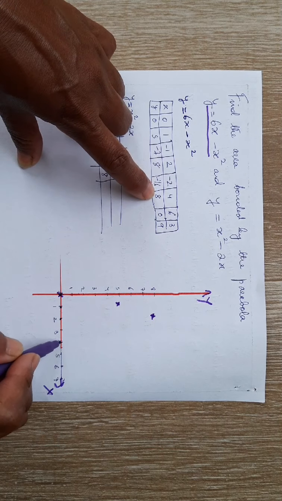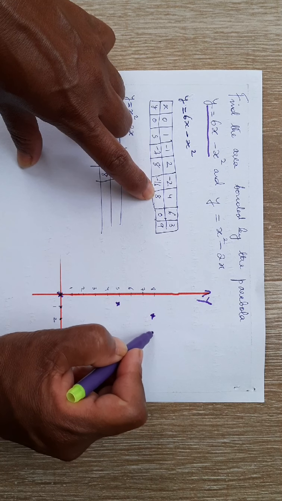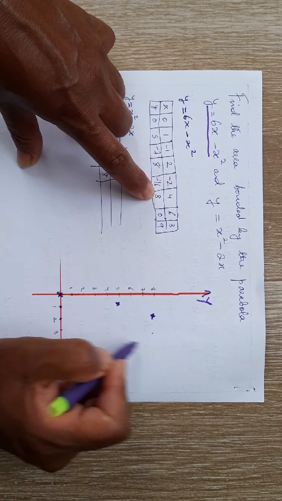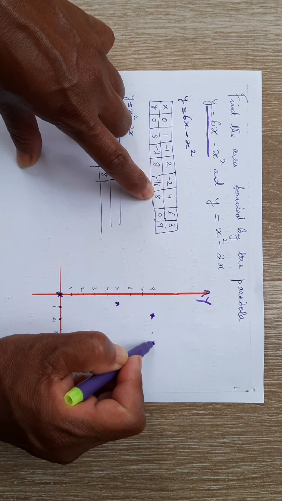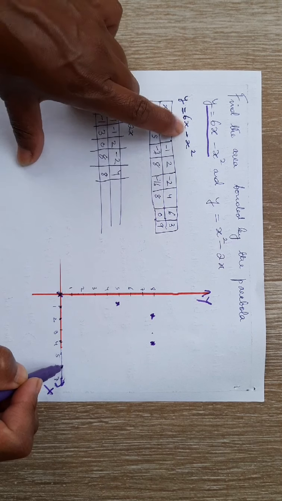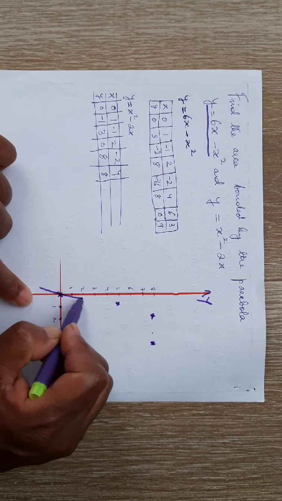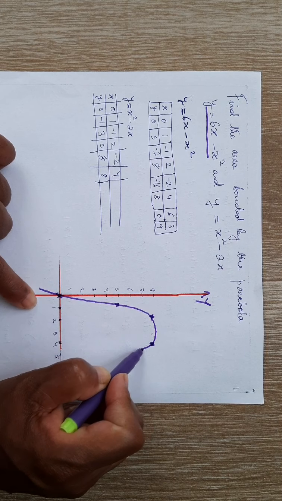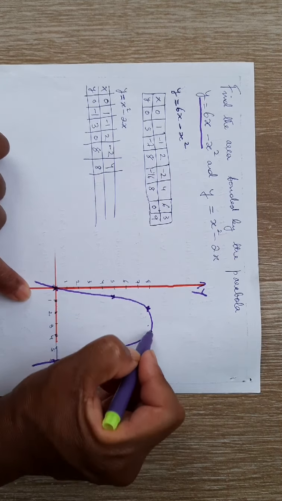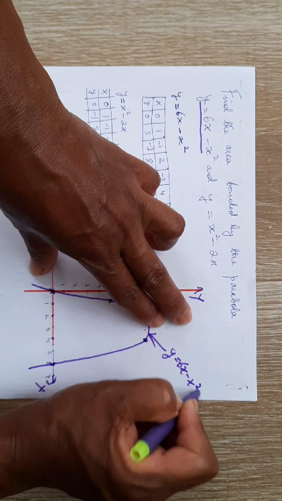When x is equal to 4, y is again 8. This is 3, this is 4, so it will be here again. When x is equal to 6, y is equal to 0, so it will cut the x-axis there. Now if you join these, you'll get a curve like this, a parabola. So this is represented by y is equal to 6x minus x square.